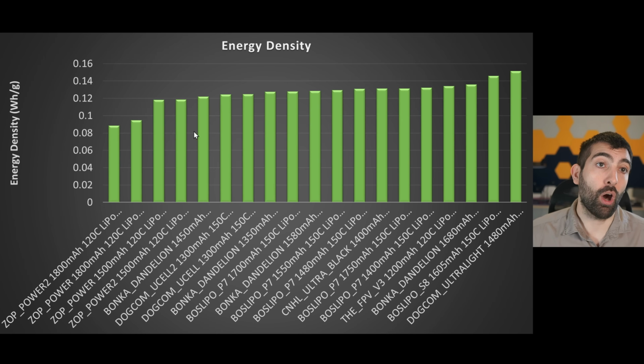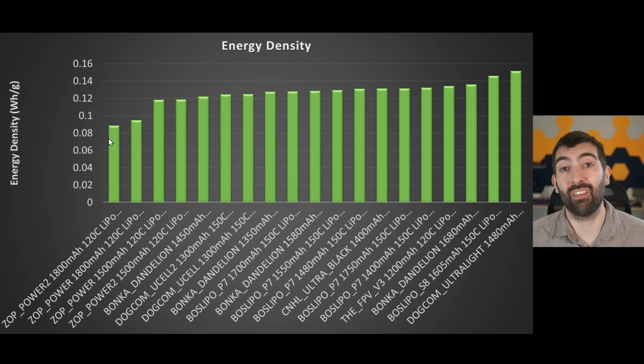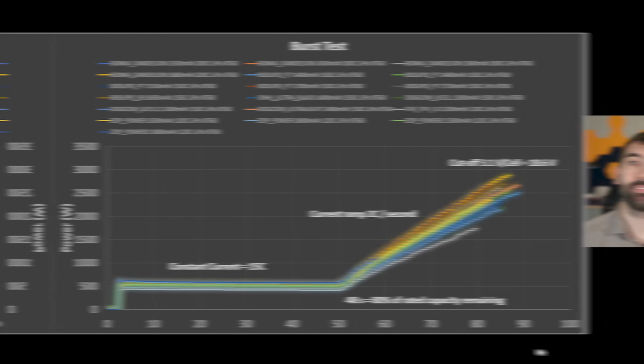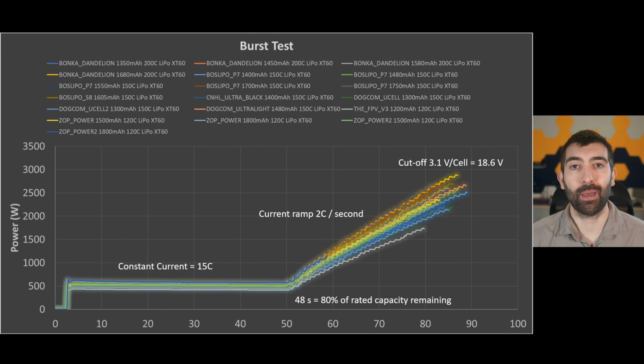The ZOP-POWERs, however, are all sitting at the bottom of the chart here, and that just indicates that they're not quite at the same level in terms of chemistry and pack construction as these other manufacturers. And they've got a bit of work to do to catch up on that energy density metric. Obviously the 1800 milliamp hour packs are doing the worst because you're really not able to get the full 1800 milliamp hours of capacity out of them. And the voltage was also sagging really badly. Now we're going to look at the results from the burst power testing.